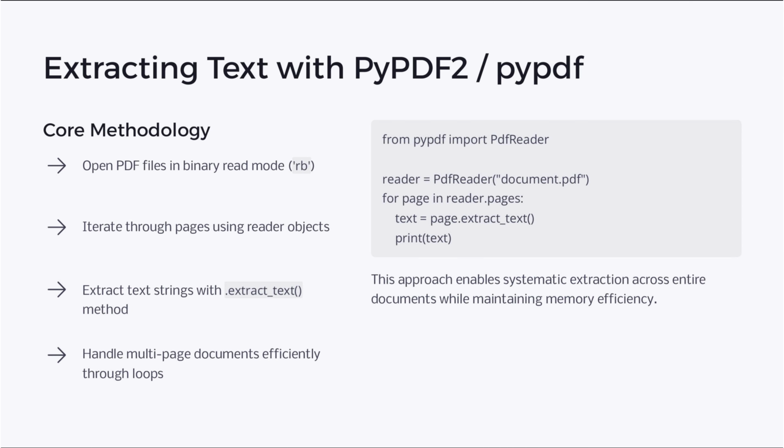To extract text from PDFs using PyPDF2, open files in binary read mode. Utilize PdfReader to iterate through pages, employing the .extract_text method for text extraction. Efficiently handle multi-page documents with loops, ensuring memory efficiency. This systematic approach allows comprehensive text extraction across entire documents.